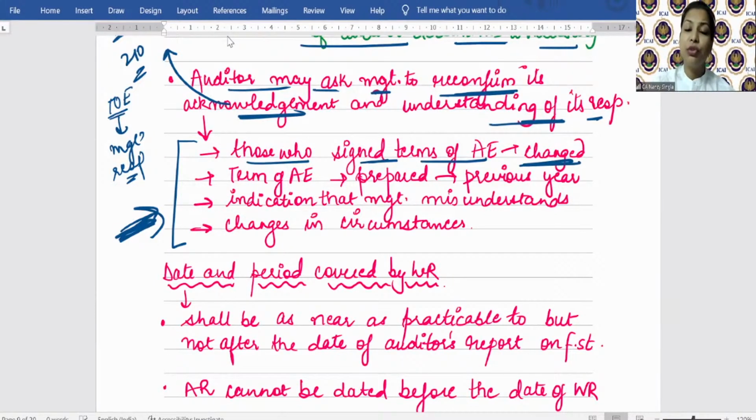The CEO, CFO who had signed, they have changed. The terms of audit engagement were prepared previously. If you remember, we did in chapter number 1 that there is no need to prepare the terms of engagement again and again unless there is a revision. So if the terms of engagement were prepared earlier, obtain the written representation on what was mentioned there, whether they have accepted it or not.